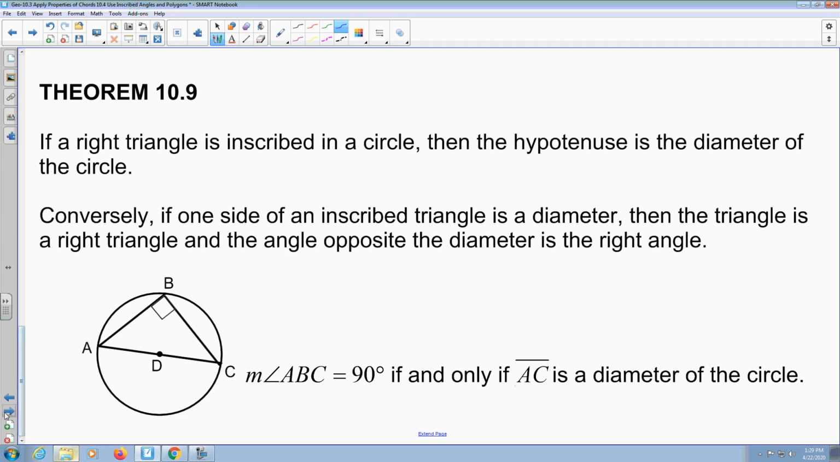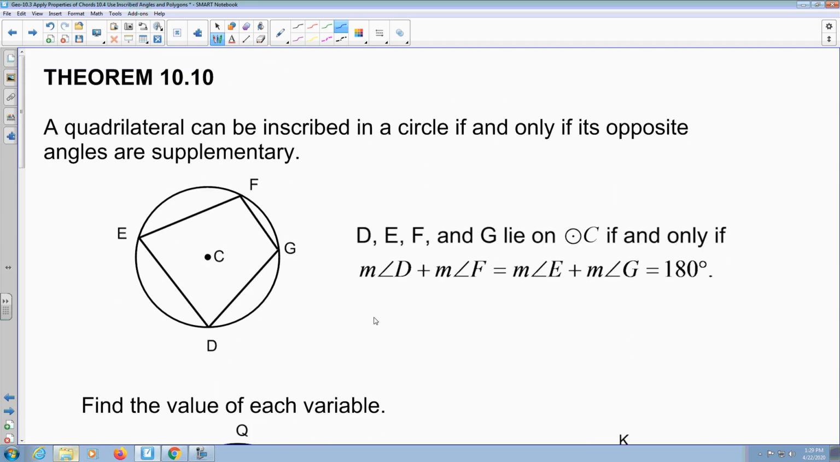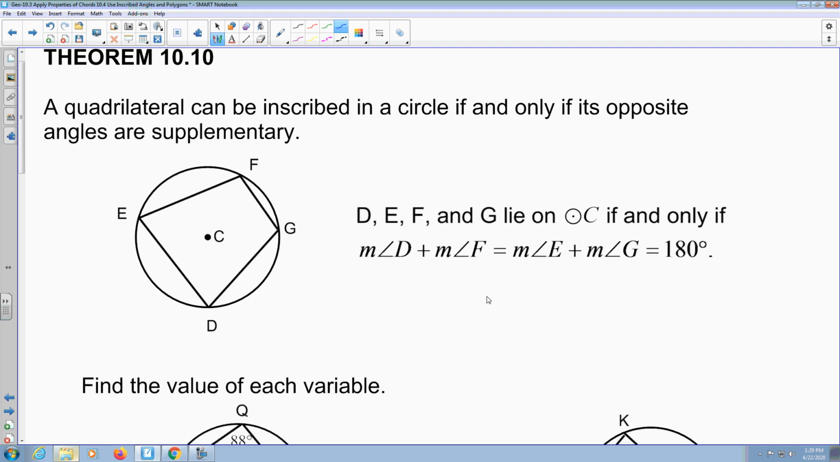We have another theorem that talks about a quadrilateral can be inscribed in a circle if and only if its opposite angles are supplementary. So what they're saying is D, E, F, G lie in circle C if and only if D plus F is equal to E plus G, which equals 180. So they always have to be supplementary.